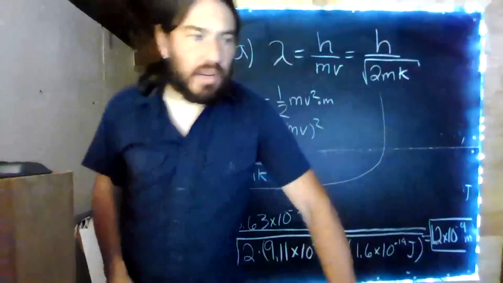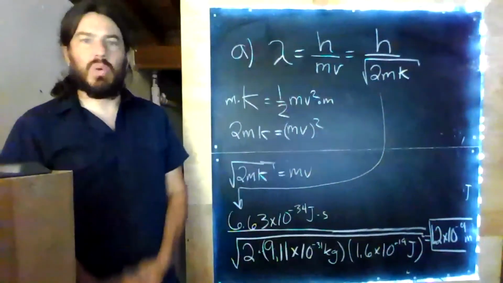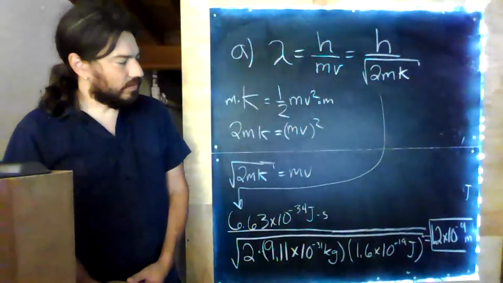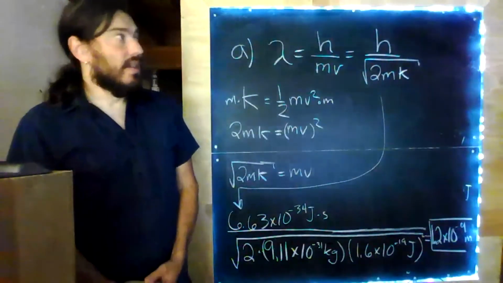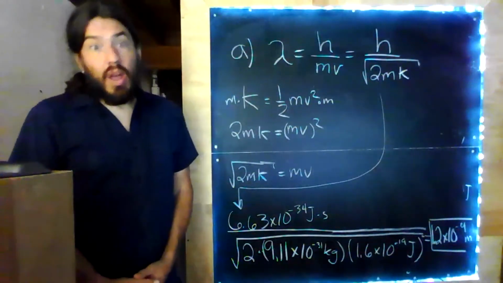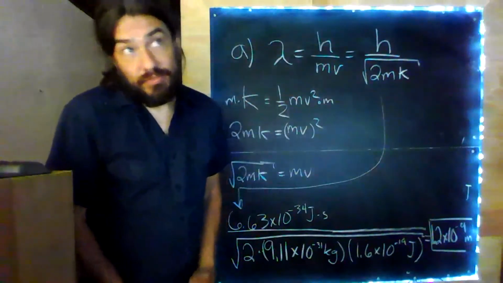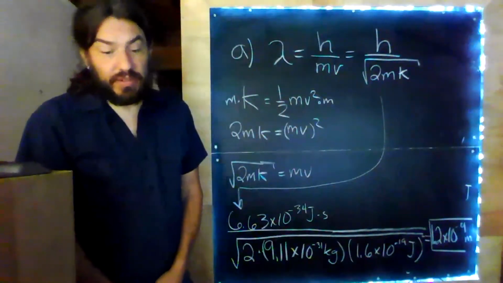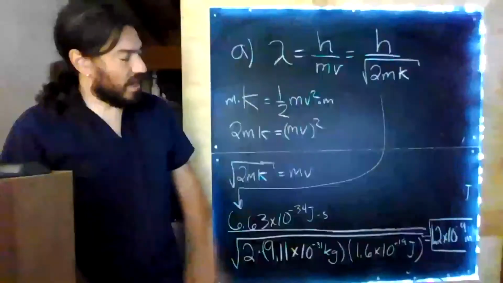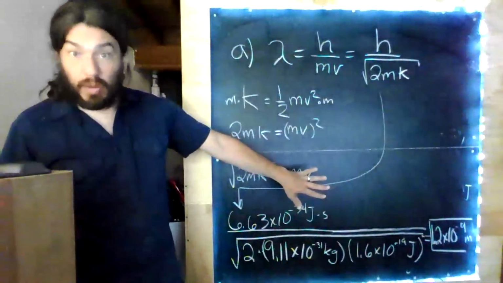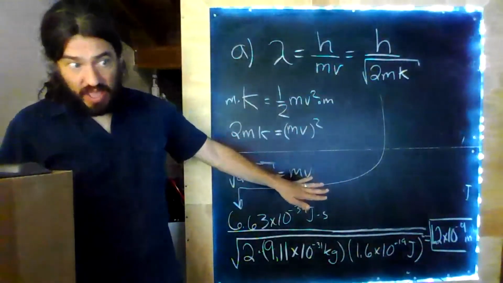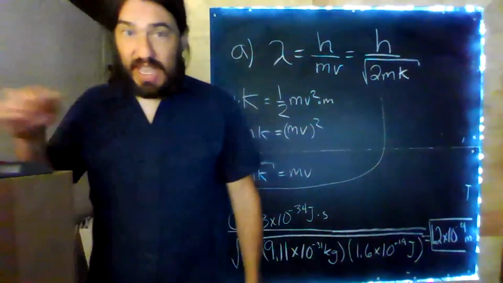So 1.2 nanometers. How does that compare to visible wavelengths? It's much shorter, right? Visible wavelengths are something like 400 to 700, 750 nanometers. So we're talking about more than 100 times smaller wavelength than visible light. We'll revisit that in just a second.